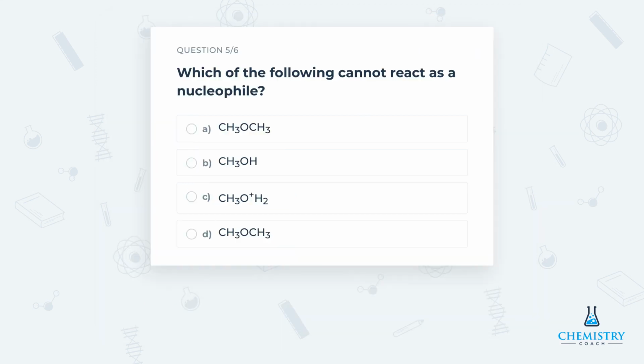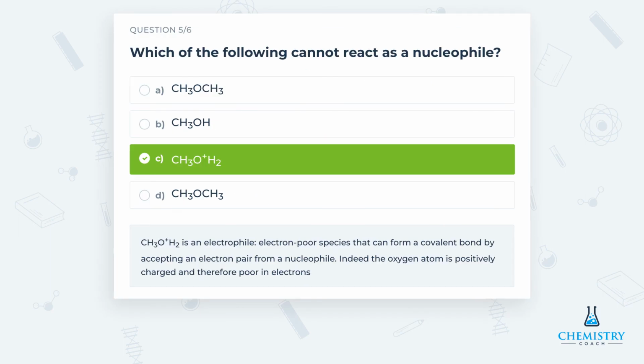Which of the following cannot react as a nucleophile? Methyloxonium, CH3OH2 with a positive charge, is an electrophile, an electron-poor species that can form a covalent bond by accepting an electron pair from a nucleophile. Indeed, the oxygen atom is positively charged and therefore poor in electrons.